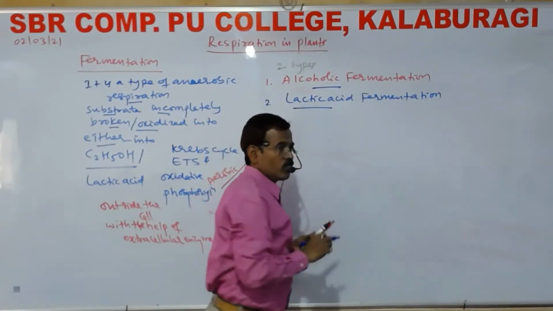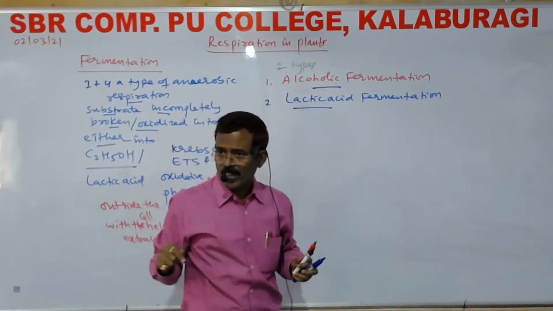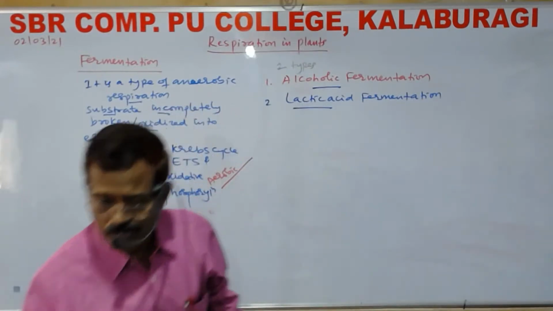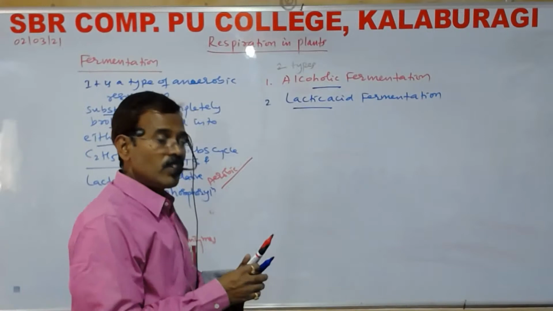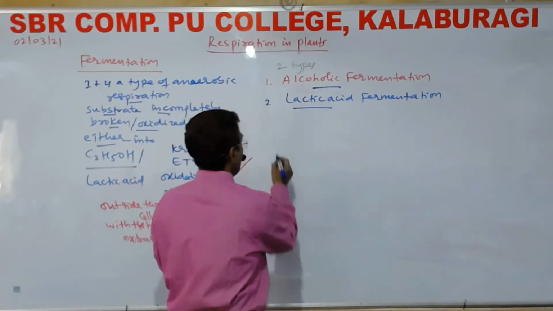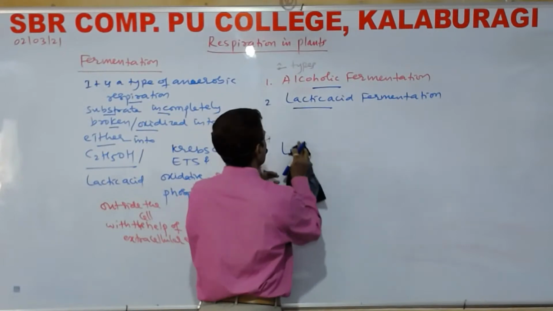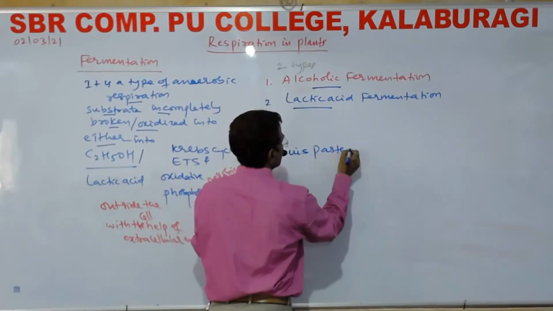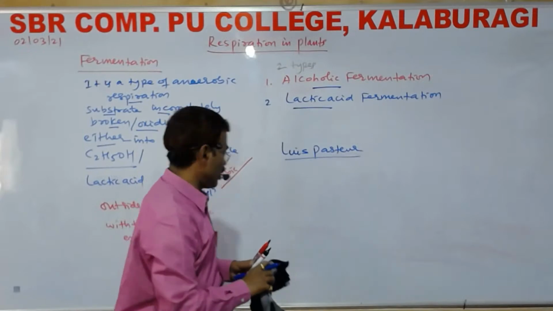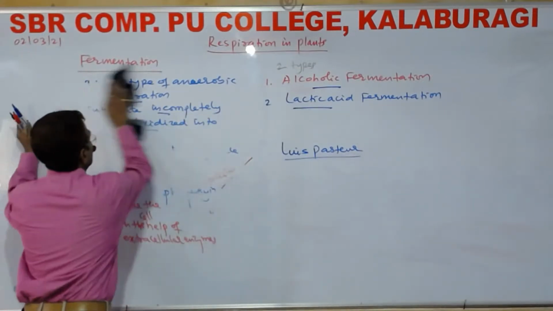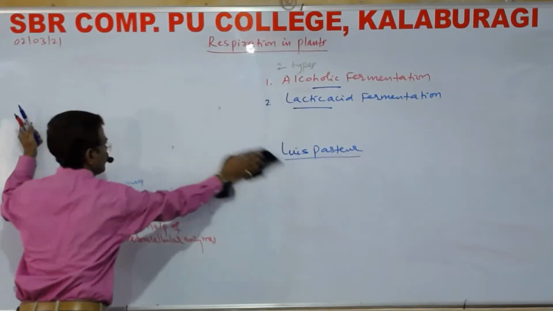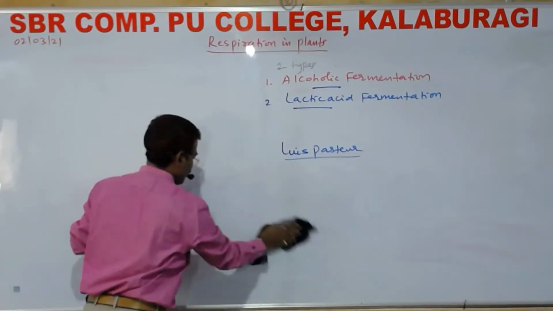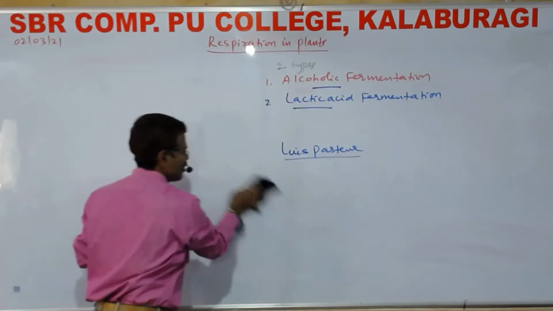So, first, we will discuss alcoholic fermentation. In this fermentation, ethyl alcohol is the major product. Alcoholic fermentation involves three steps. This alcoholic fermentation was first observed by Louis Pasteur. This alcoholic fermentation is carried out in a fermentation chamber with controlled conditions.